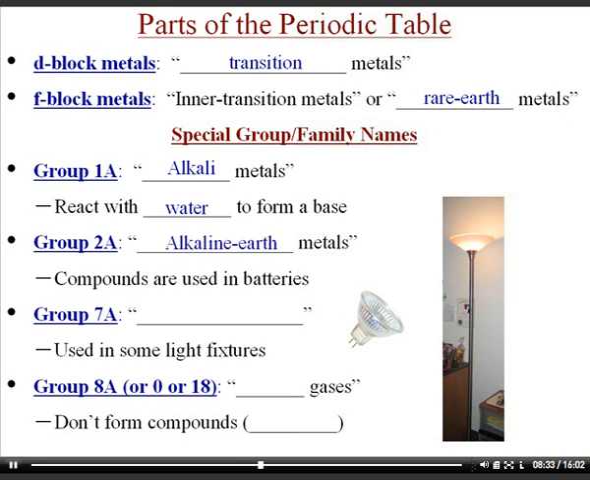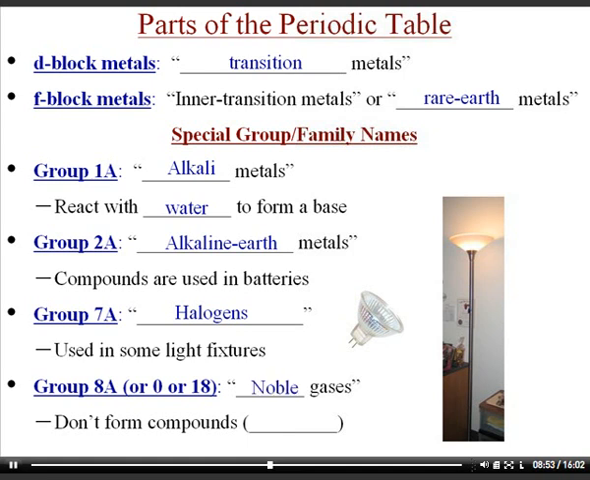The special name for group 2 is the alkaline earth metals, and they're used in batteries as the paste that the chemical reaction takes place in. They're alkaline batteries, and that's from an alkaline earth metal. Group 7 are called the halogens. They're the light bulbs that get super, super hot in overhead projectors.